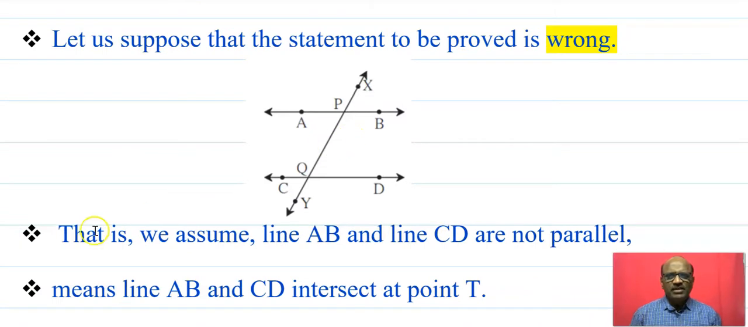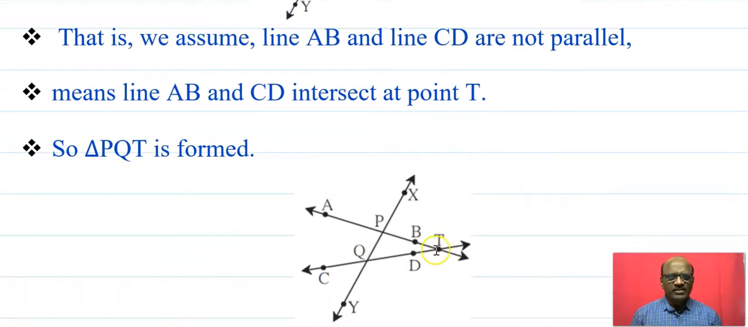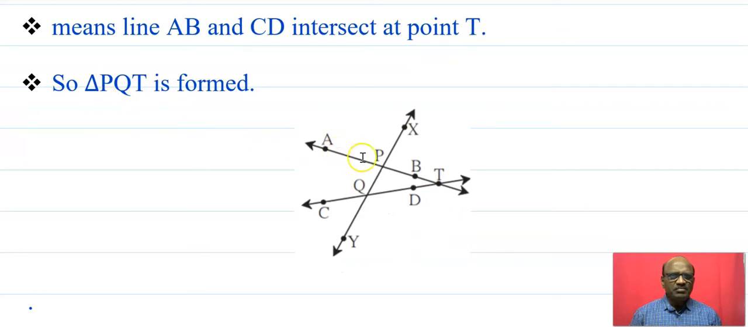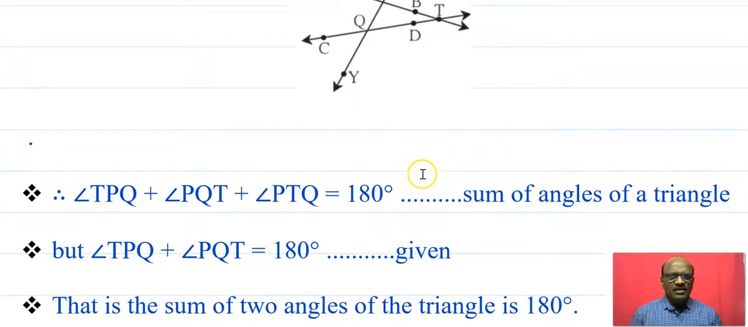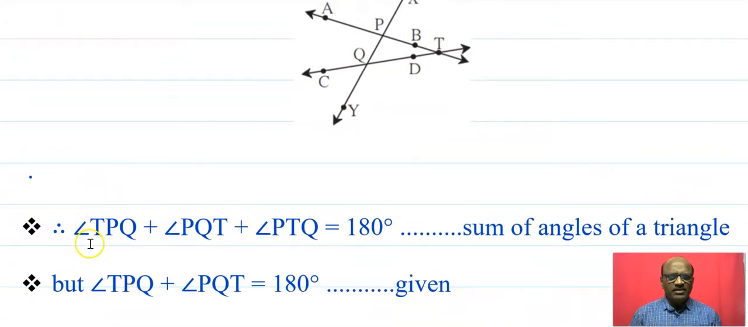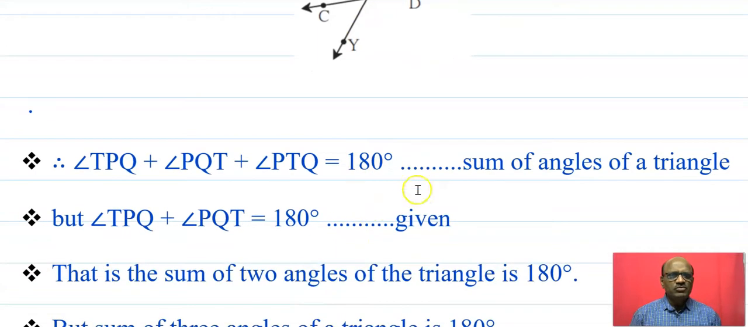Now then what will happen? We assume that line AB and line CD are not parallel. If these two are not parallel, and we extend these two lines, they will meet each other at the point T. That is, line AB and line CD intersect at the point T. Then here is a triangle PQT. Now the measure of angle TPQ plus measure of angle PQT plus measure of angle PTQ is equal to 180. That is the sum of the angles of a triangle.